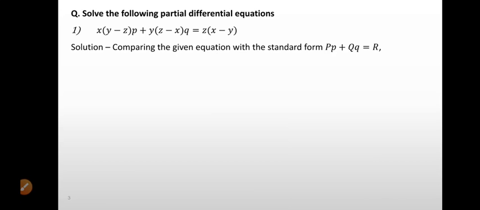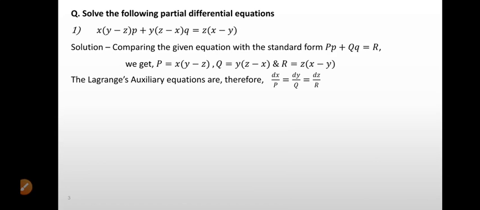So as usual, we have to compare this with the standard form and we have to identify capital P, Q, R. With these capital P, Q, R results, we are going to write Lagrange's auxiliary equations in three ratios form. Replacing P, Q, R in this auxiliary equation, we get dx upon x into (y minus z) equal to dy upon y into (z minus x) equal to dz upon z into (x minus y). Let us call this as equation 1.